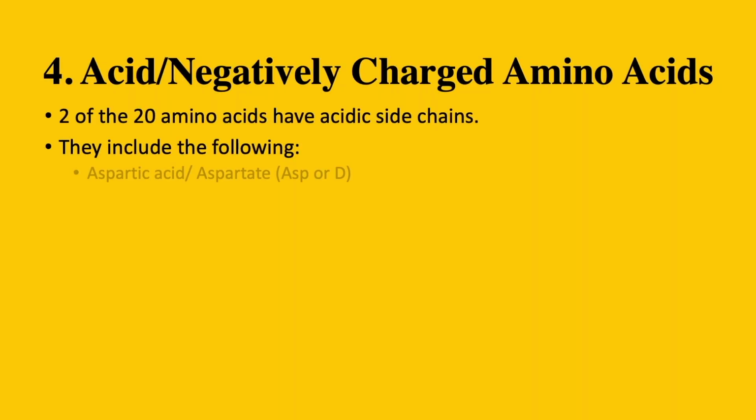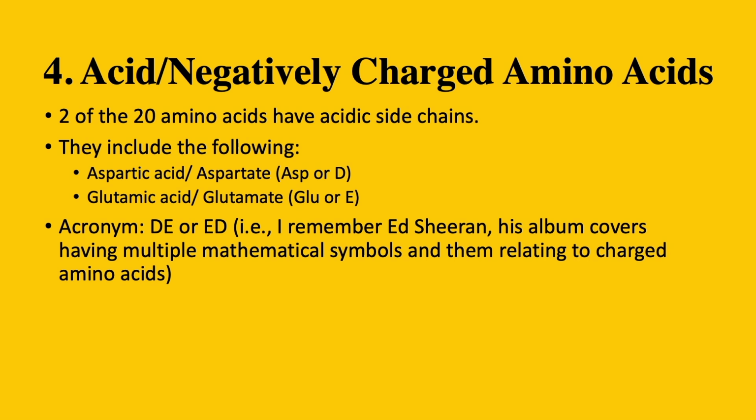Now let's look at the acidic or negatively charged amino acids. This group contains 2 of the 20 amino acids. They include aspartic acid, or aspartate if it's deprotonated, and glutamic acid, or glutamate if it's deprotonated. In normal physiological conditions, both would be deprotonated since they are acids. This is what gives each of these amino acids a net negative charge, making them negatively charged.